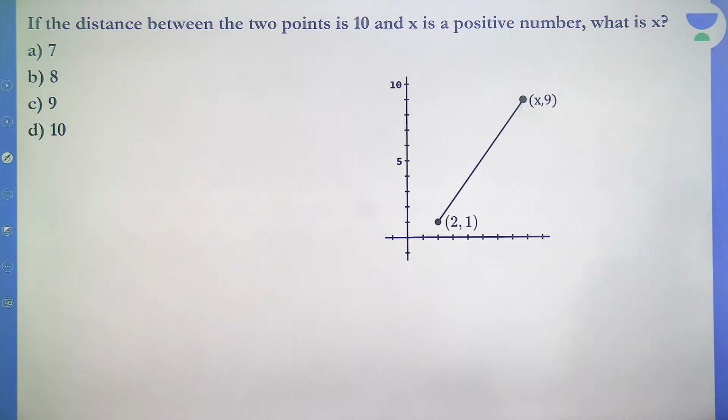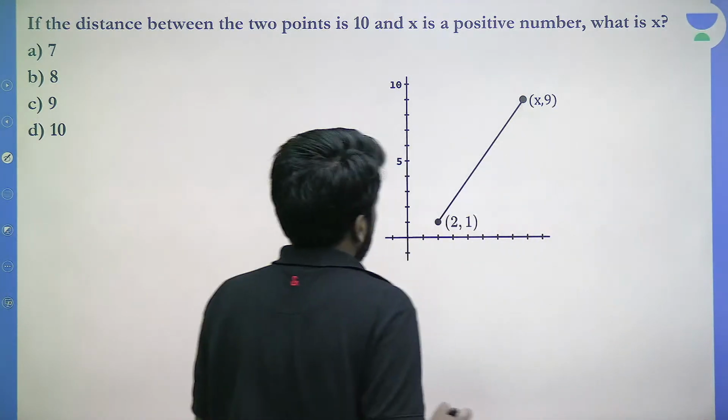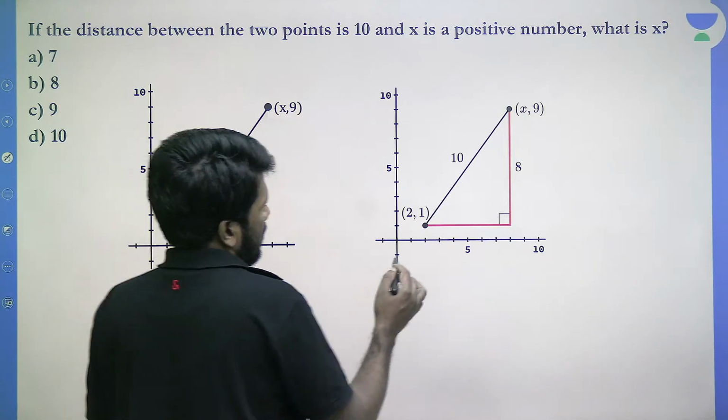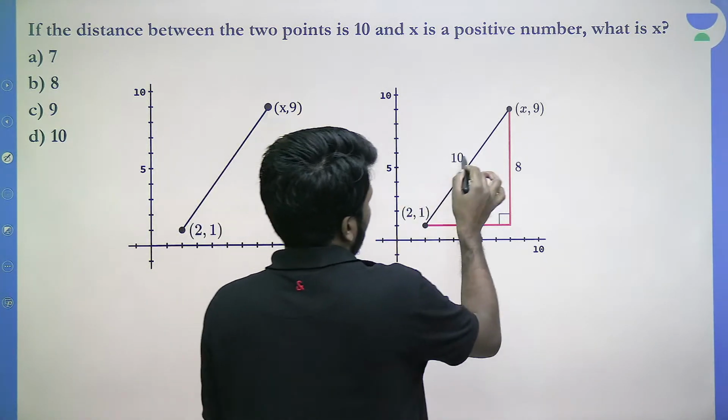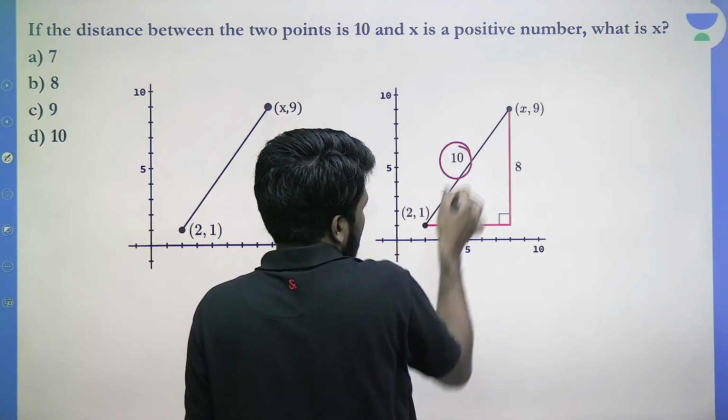Okay, so I'll explain. The distance between the 2 points is 10 and x is a positive number. What is x? So we can just draw a triangle like this, right? The right triangle involving this line, where this is the hypotenuse. The question says the distance between the 2 points, so this length is 10, na.